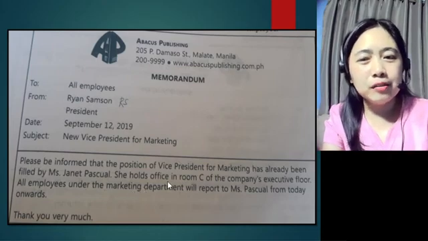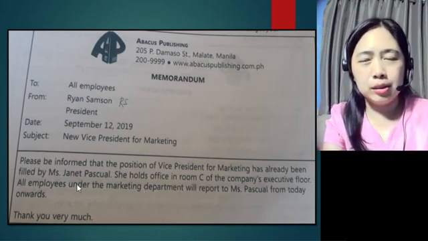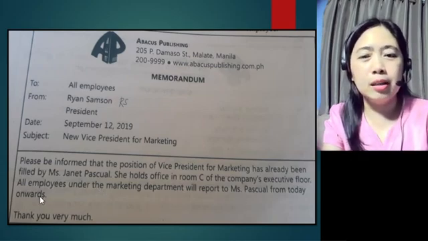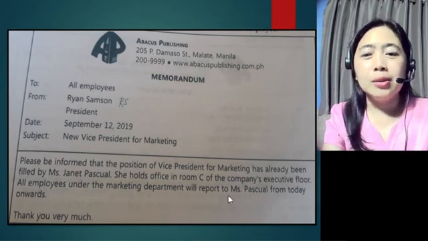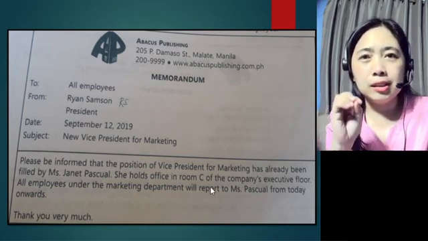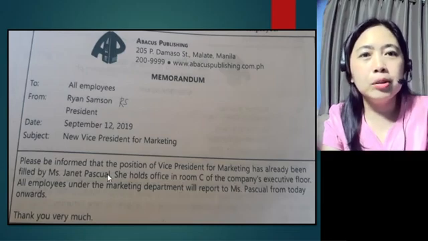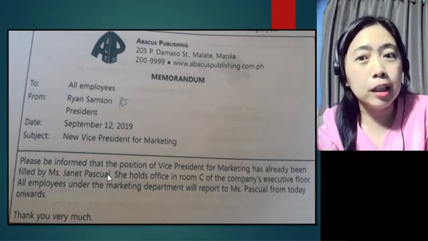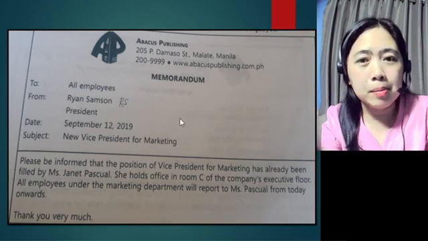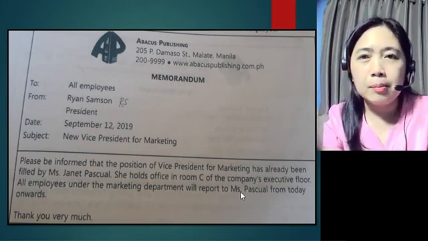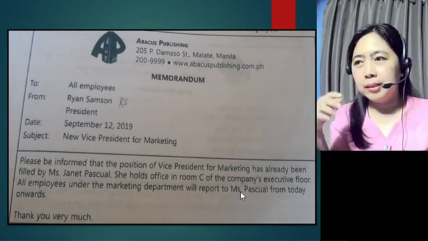She holds office in room C of the company's executive floor. All employees under the marketing department will report to Ms. Pascual from today onwards. Okay, so now that it is already being said in the memo, all employees should follow, because if not, and there is already a memo saying they have to report to Ms. Pascual, there will be, oh, what's this?